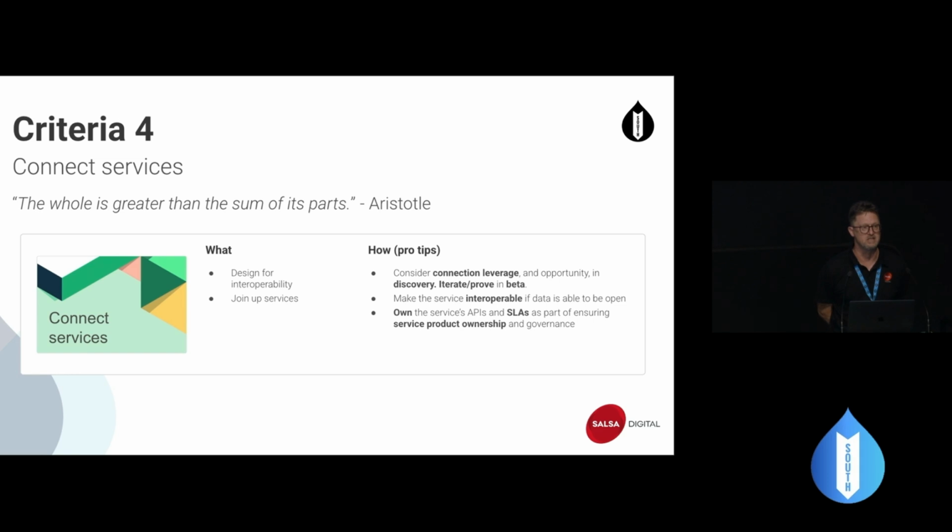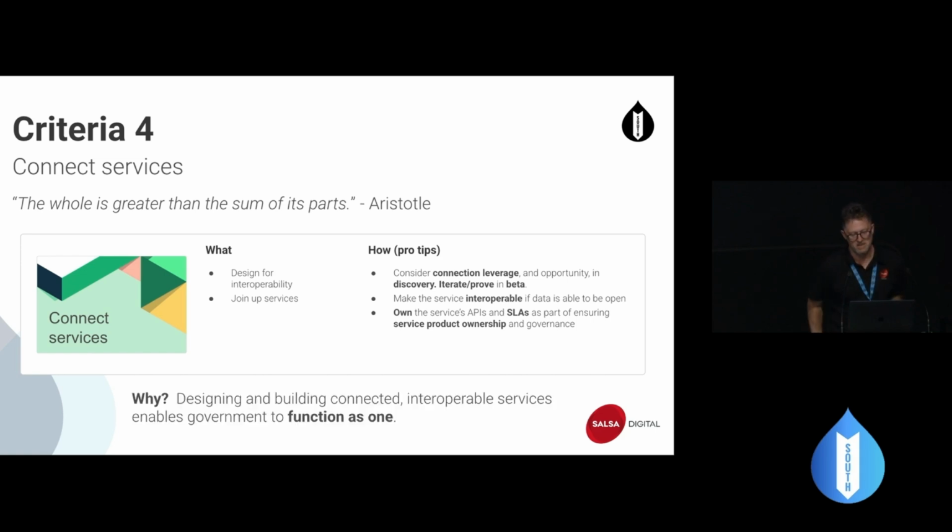Prove connection opportunities in the beta phase. Use proof of integration acceptance criteria. Tackle the most risky and complex stuff first. Consider if you can supply open data as part of your service, or if you could use open data in your service. Owning the service and its SLA is critical in connected services. A service product owner who is responsible for the service quality is key. So why? As much as possible, we need to aim to make government function as one. Connecting services can make this happen.